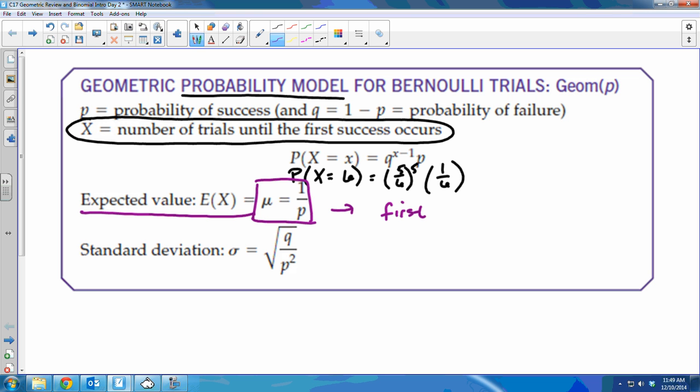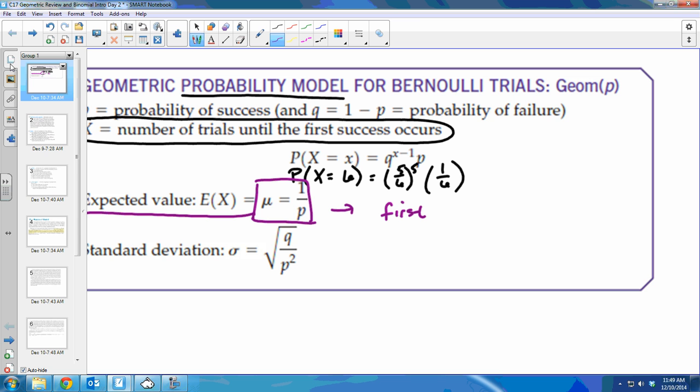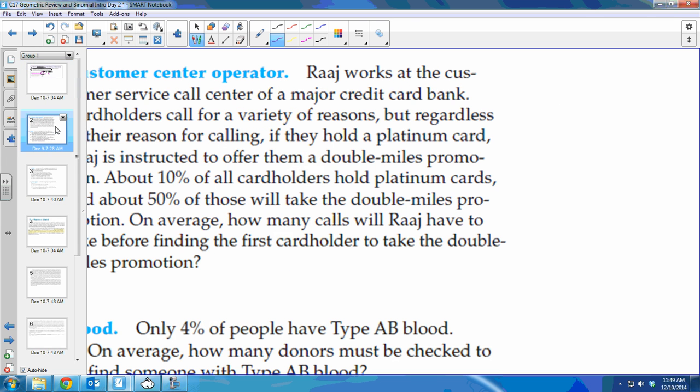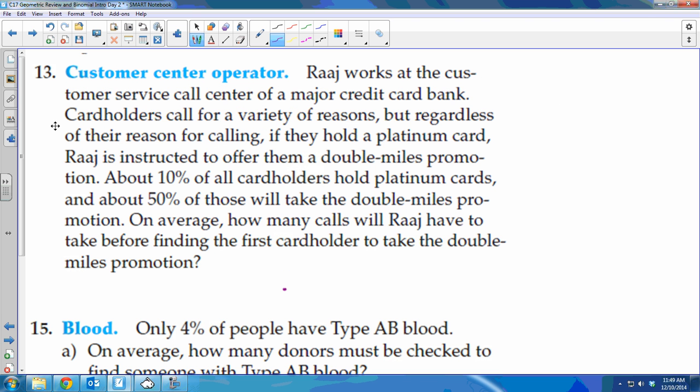All right? So, some other examples that we didn't get to yesterday that talk about geometric model. We're talking about a customer service call center of a major credit card bank. It says, cardholders call for a variety of reasons, but regardless of the reason for calling, if they hold a platinum card, Raj is instructed to offer them a double miles promotion. So if they have a platinum card, then he has to offer them the promotion. About 10% of all cardholders hold platinum cards, and about 50% of those will take the double miles promotion.